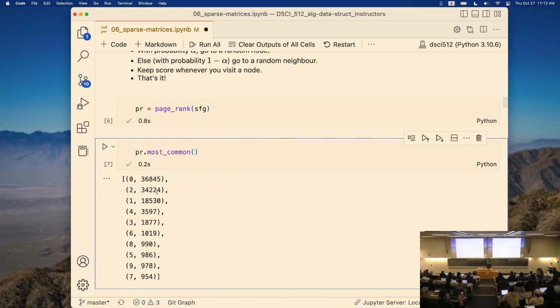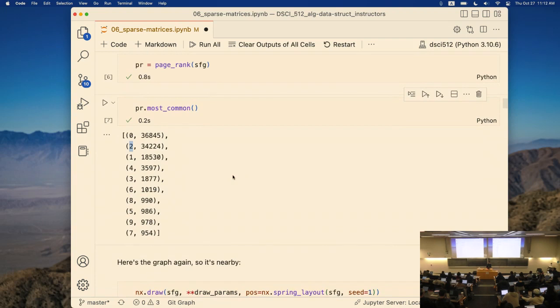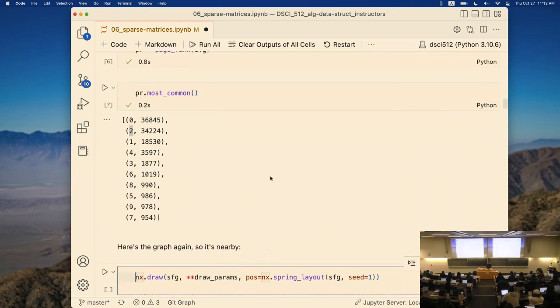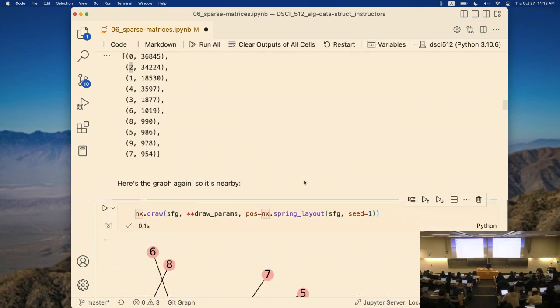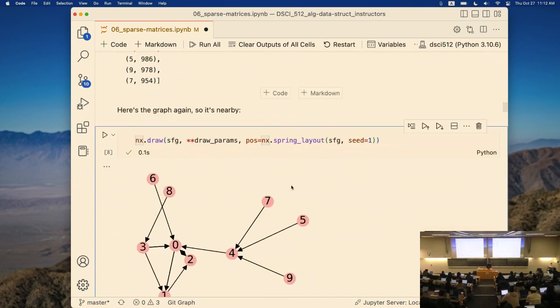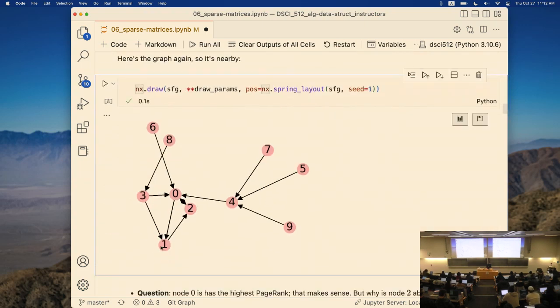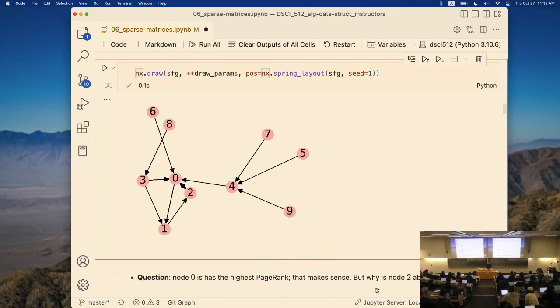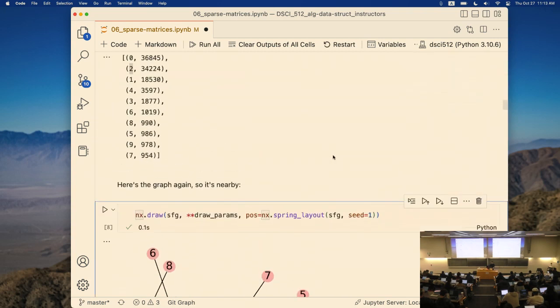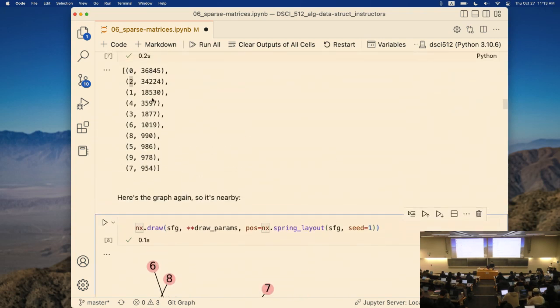You can also see that it has ranked node 2 above node 1. So let's take a look at the graph again. So 0, 2, 1. These are the most important ones. Here, for example, why do you think node 2 is above node 4 in this case? This PageRank is telling us that 2 is more important than 4.